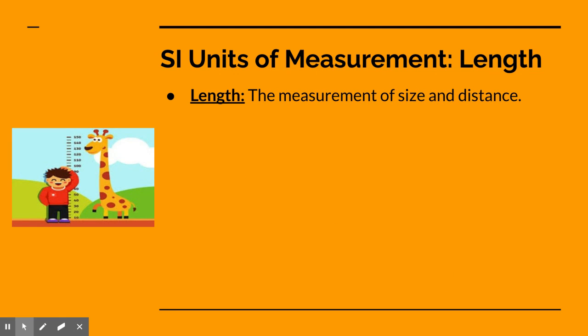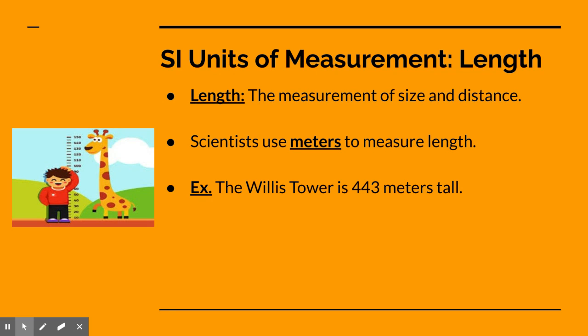Now, length is clearly a measurement of size and distance, and scientists use meters to measure length. An example of using that would be the Willis Tower, which is 443 meters tall. That'd be an example of using meters.